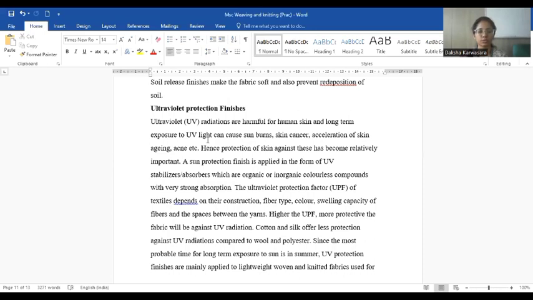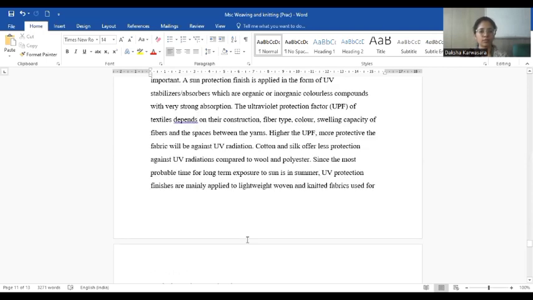The ultraviolet protection factor of textiles depends on their construction, fiber type, color, swelling capacity of fibers, and the spaces between the fibers and the yarn. So basically, the main aim of this finish is to protect our skin from the harmful rays produced by the sun, which are also called UV rays.